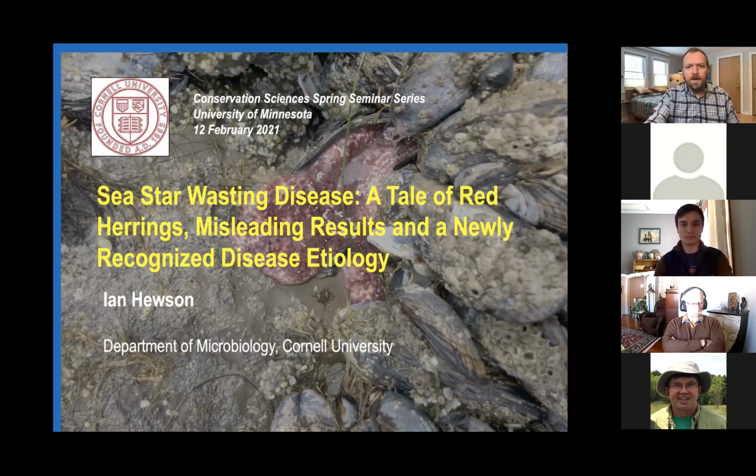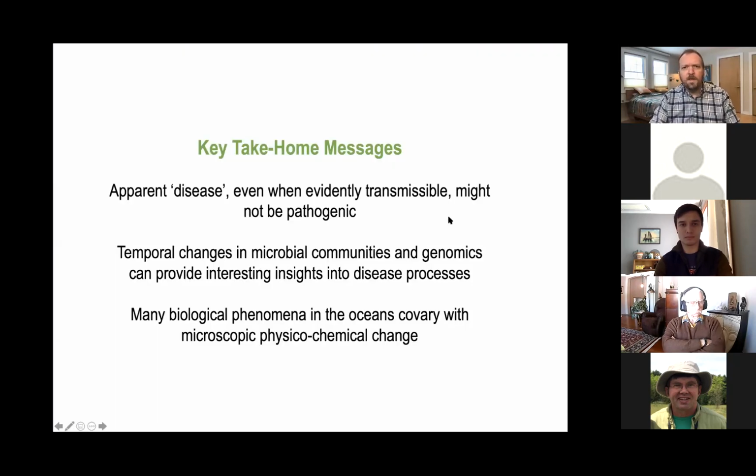So the key take-home messages for today's seminar are basically that apparent disease, and I put that in quotation marks because we're not clear whether it's a pathogenic disease or not, even when it's evidently transmissible, might not actually be generated by an infectious agent. It might be not pathogenic in nature. For example, arthritis is not a pathogenic disease, and yet it's a disease nonetheless.